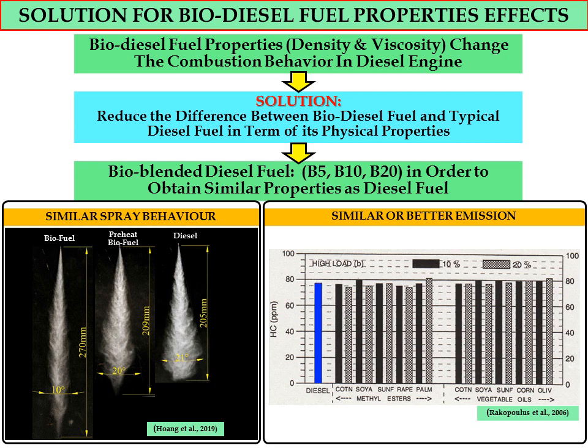So if you look at the graph, the first column represents the amount of hydrocarbon emission released by the diesel engine if you use typical diesel fuel in the engine, compared to other types of biofuel, biodiesel fuel, and also pure vegetable oil based on cotton oil, soya oil, sunflower oil, corn oil, and olive oil. So we can see that the amount of hydrocarbon emission from the engine is quite similar, around 80 ppm.